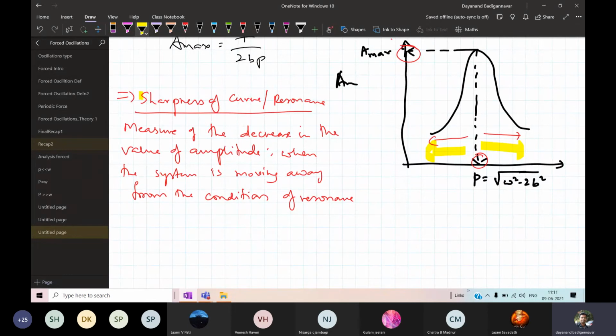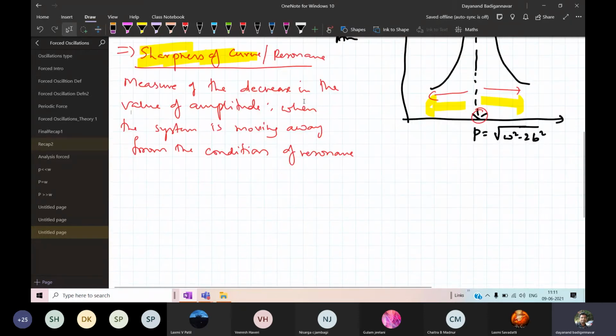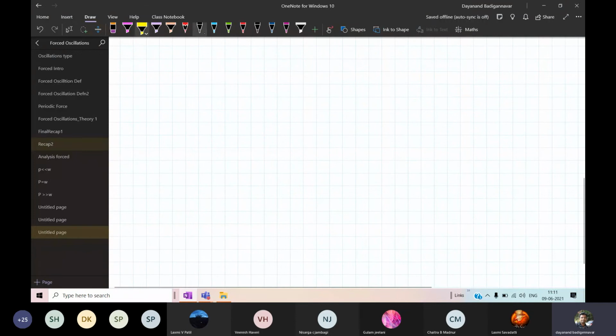We define the sharpness of a curve. So I will draw 3 curves that will help you to understand the meaning. Okay. So I have the graph here. This is the graph.